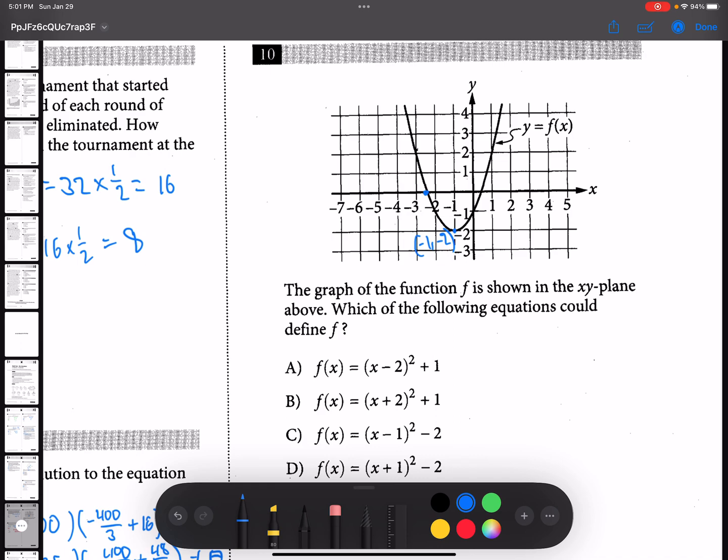So that means that the 1 is positive when it's in the parentheses. So definitely not any of these because they don't have 1 in them. And it's positive. And when it's outside, the minus 2 has to be negative. We're only using the vertex here instead of these 2 points. So that means D is our answer.